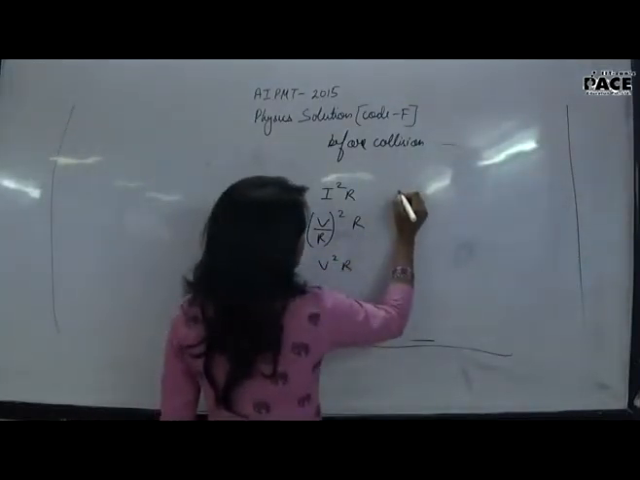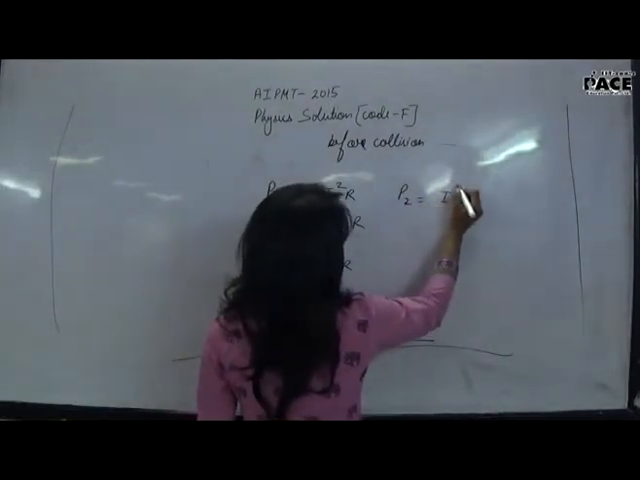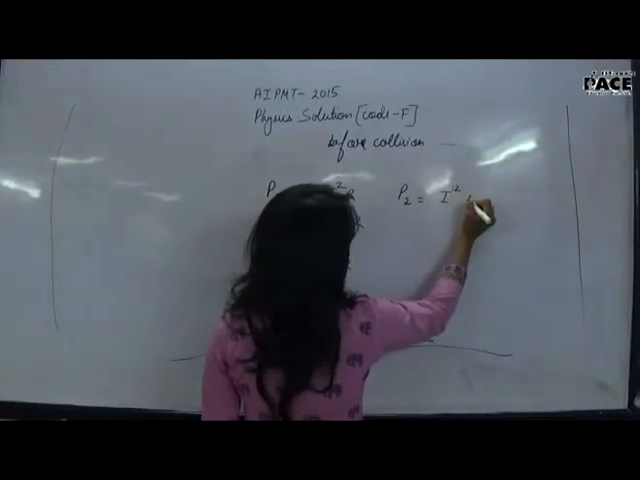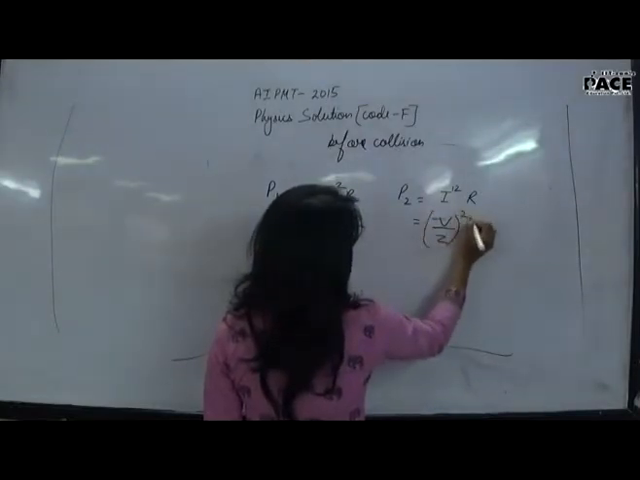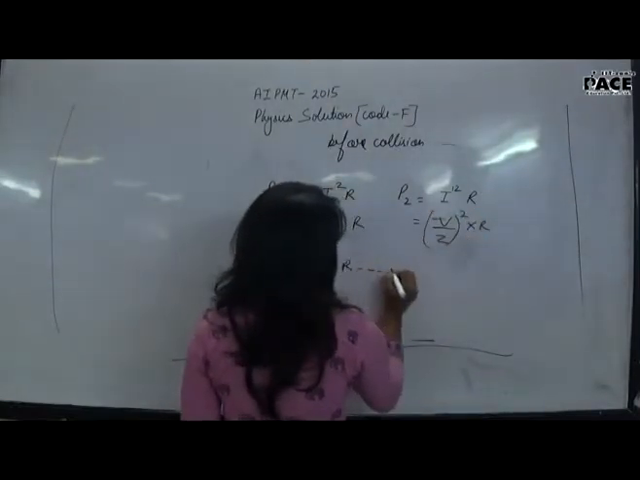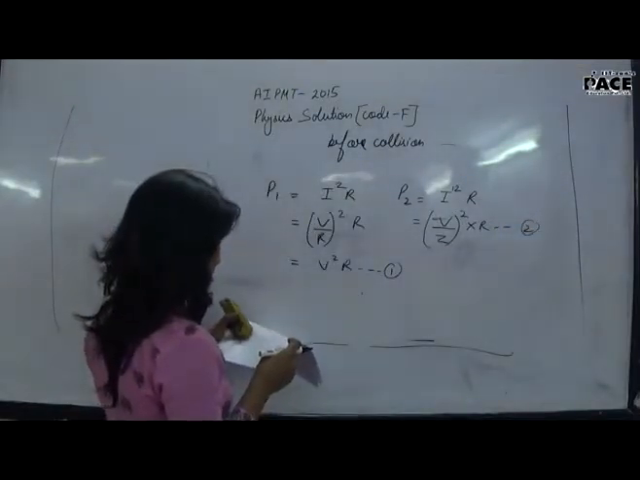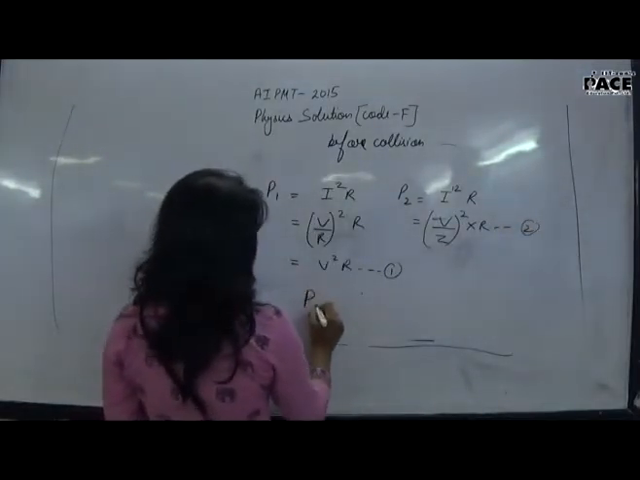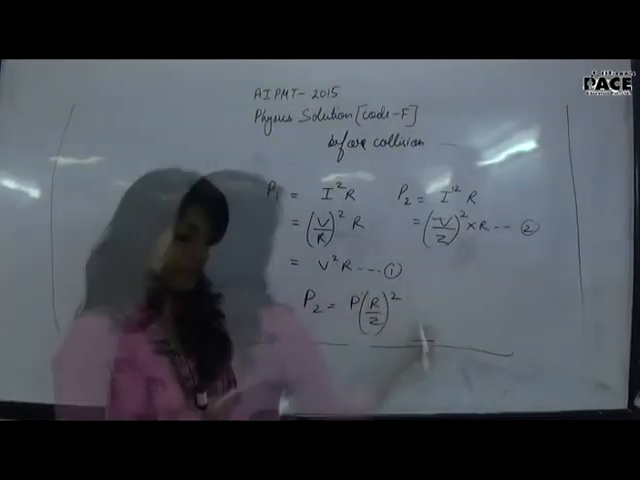After connecting the inductance, power P2 will be I dash square R, where I dash will be V by Z, so V by Z whole square into R. Using equations 1 and 2, we get P2 equals P into R by Z whole square.